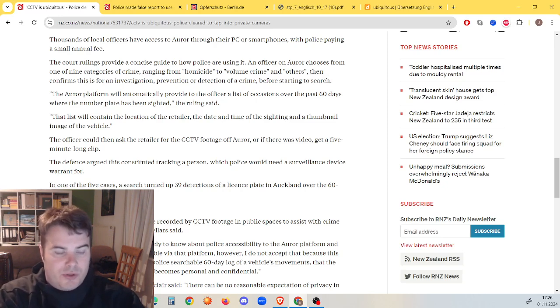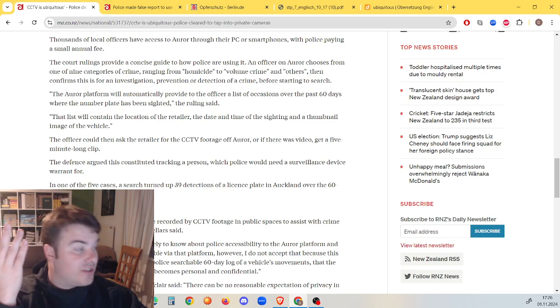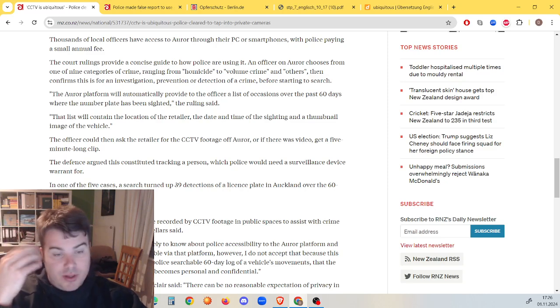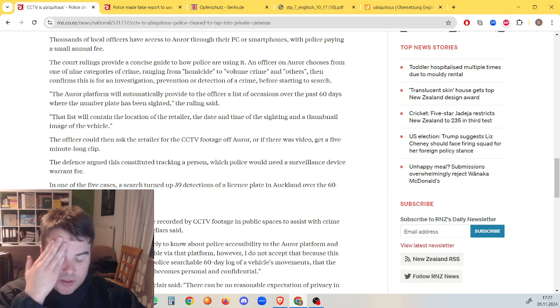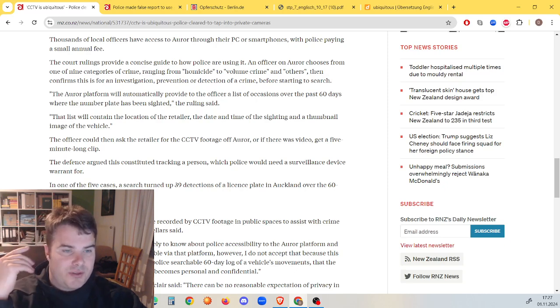An officer on Aurora, so it's an app, chooses from one of 9 categories of crime, ranging from homicide to volume crime and others. Then confirms this is for an investigation, prevention, or detection of a crime before starting the search. The Aurora platform will automatically provide to the officer a list of occasions over the past 60 days where the number plate has been cited. So this is just for one function of this app. There's other apps for other stores and everything, but this one in particular is just for cars.